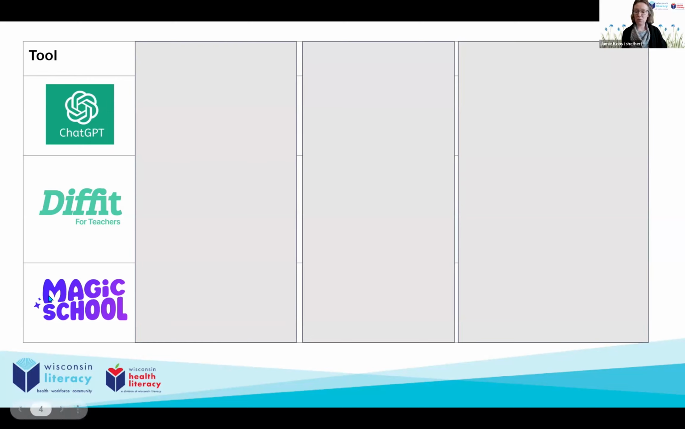Diffit and Magic School, the next 2 tools, are specifically built for educators. Diffit, I believe it's called that because it's short for differentiation. So you're differentiating materials so that they work for all types of learners. And then Magic School is a group of AI tools for educators, and they have a text leveling tool.